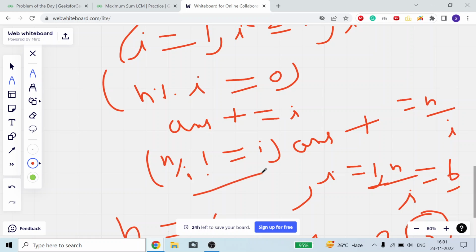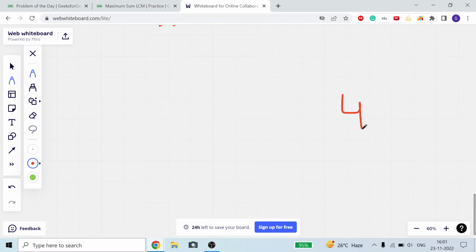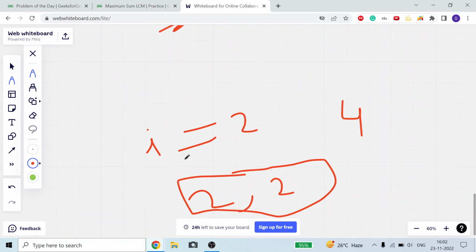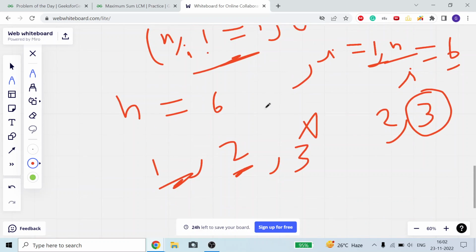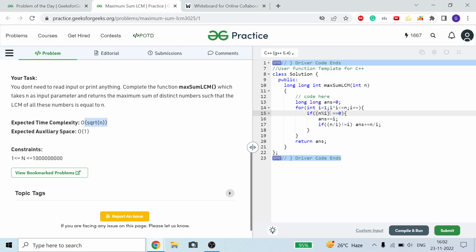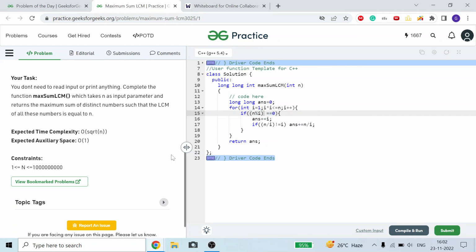Now why am I including this condition? Suppose my n is equal to 4 and my i is equal to 2. Then 2 divides 4, yes. Now what is n divided by i? That is also 2. So I have taken the same number twice. So what I need to write is, if my i is not equal to n divided by i, then only I will take it in my answer. By this I include all the factors of n in my answer, that is the maximum sum.